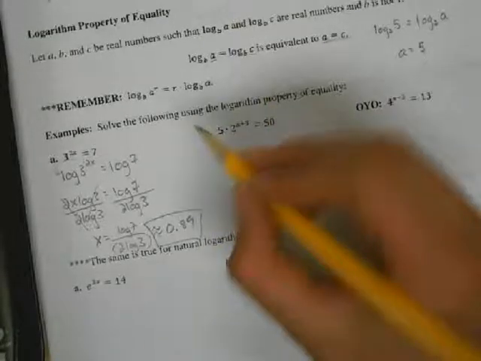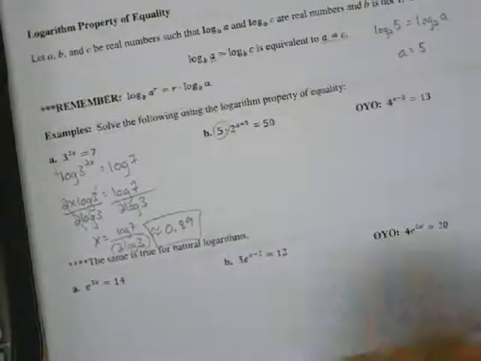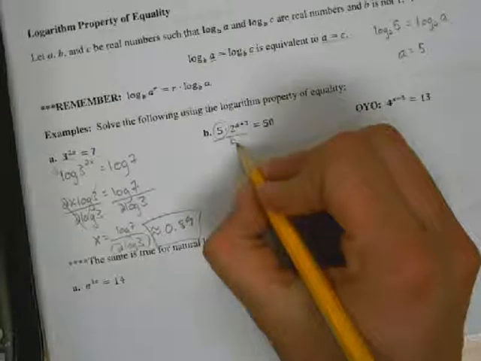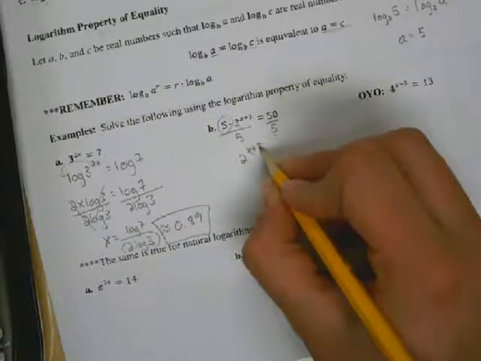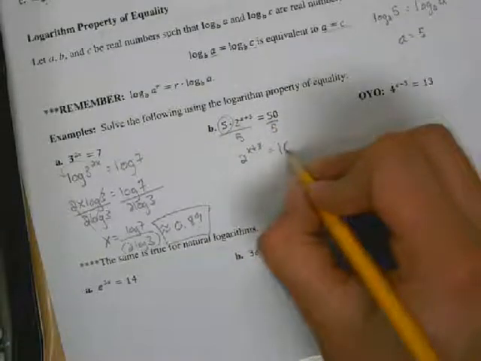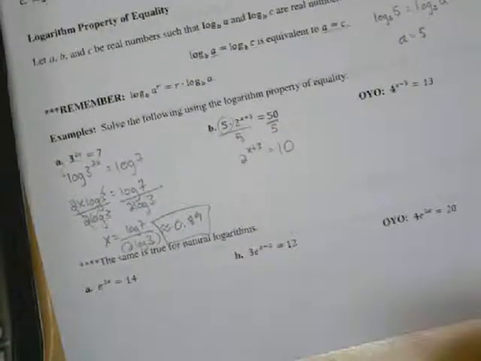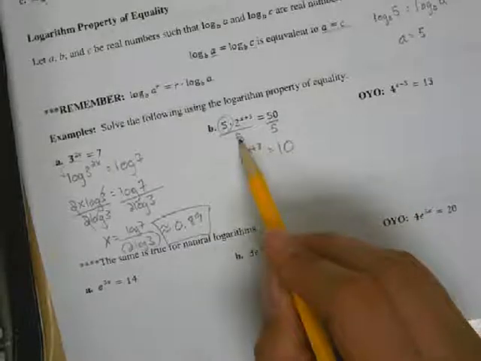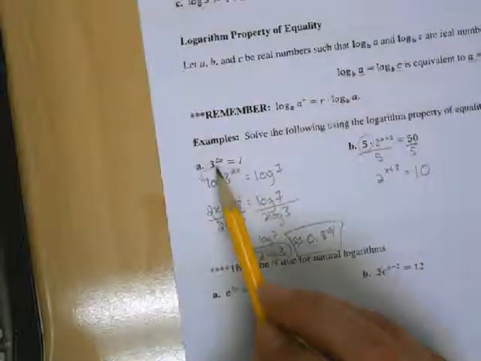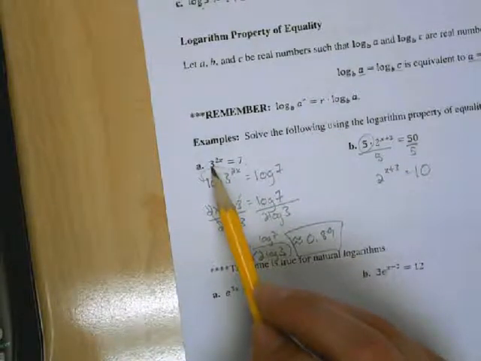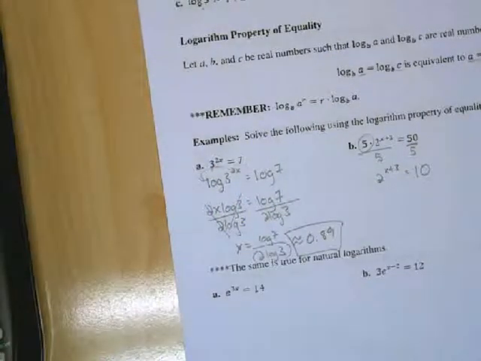Instead, since I have this extra 5 out front, what I want to do is divide it over first. So I get 2 to the x plus 3 is equal to 10. So now I've gotten rid of that 5 out front. Now notice I didn't do it here because I didn't have an extra number out front. All I had was my base. I can't divide out my base. That's not allowed. You have to have your base there. You can't just pretend like that exponent doesn't exist.